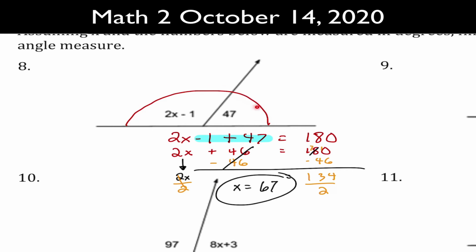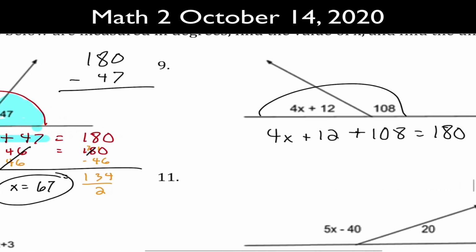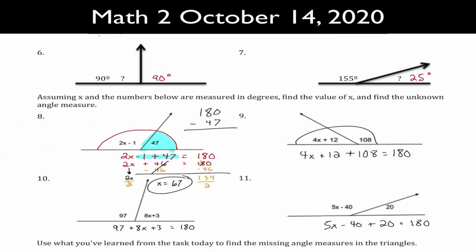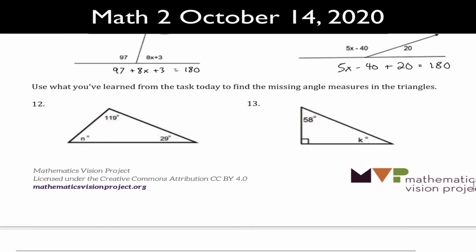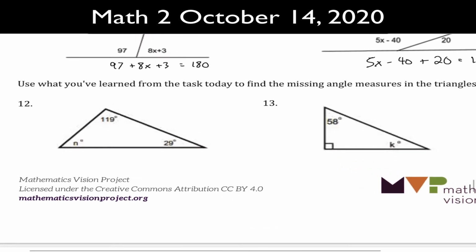You know all of this is 180. You know this much of it is 47. So what would the value of this be? Whatever 180 minus 47 is. Okay, so you can do it either way. So I encourage you to go back, make sure you find the value for x, and then also the value for the missing angle. All right, now let's look at number 12 and 13.